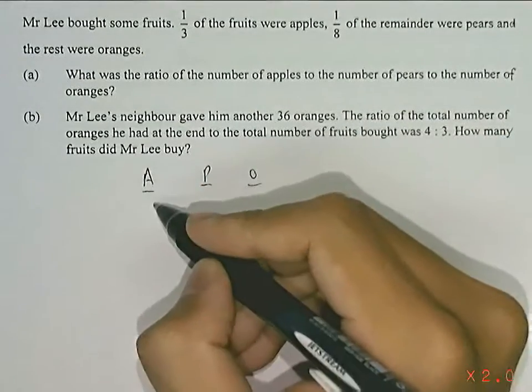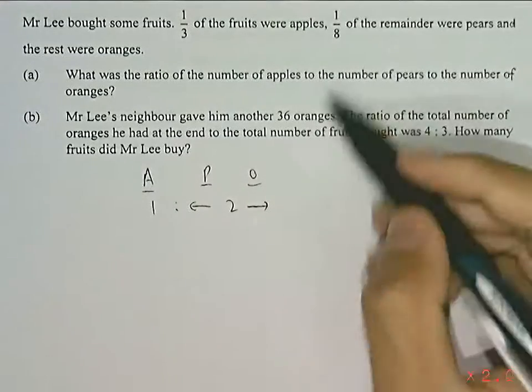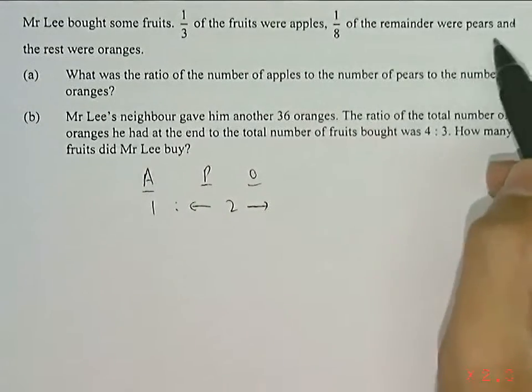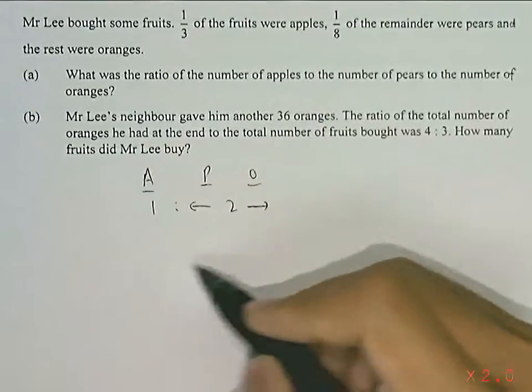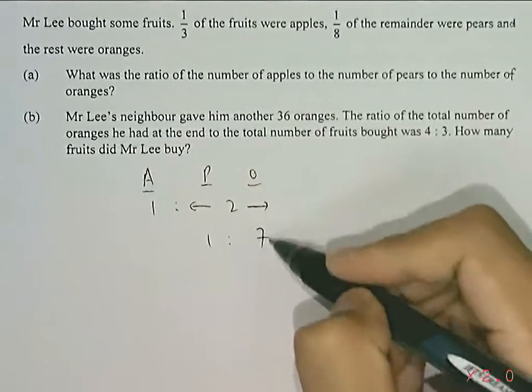1/3 of the fruits were apples, so there will be 1 for apples, and the remaining would be the remaining 2/3. 1/8 of the remainder were pears. So after buying the apples, 1/8 of the remainder were pears. That will leave the 7/8 to be oranges.